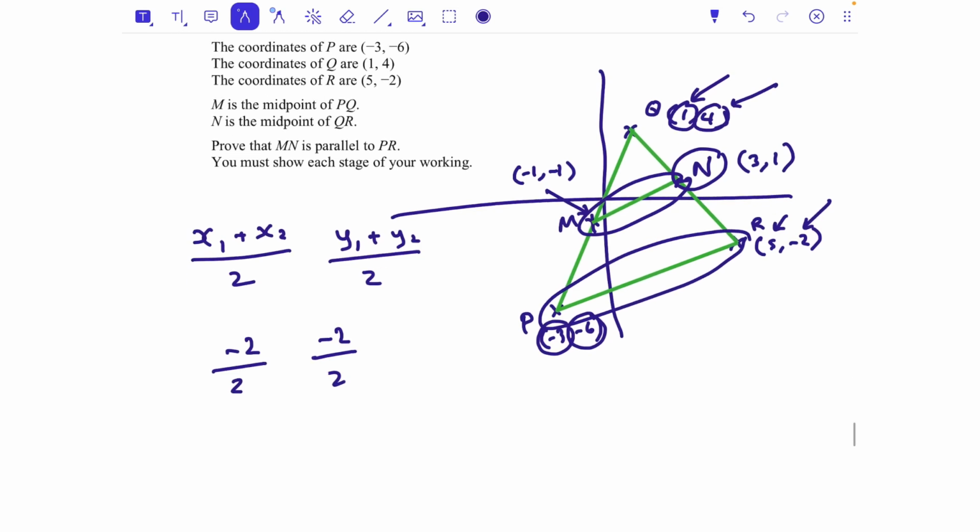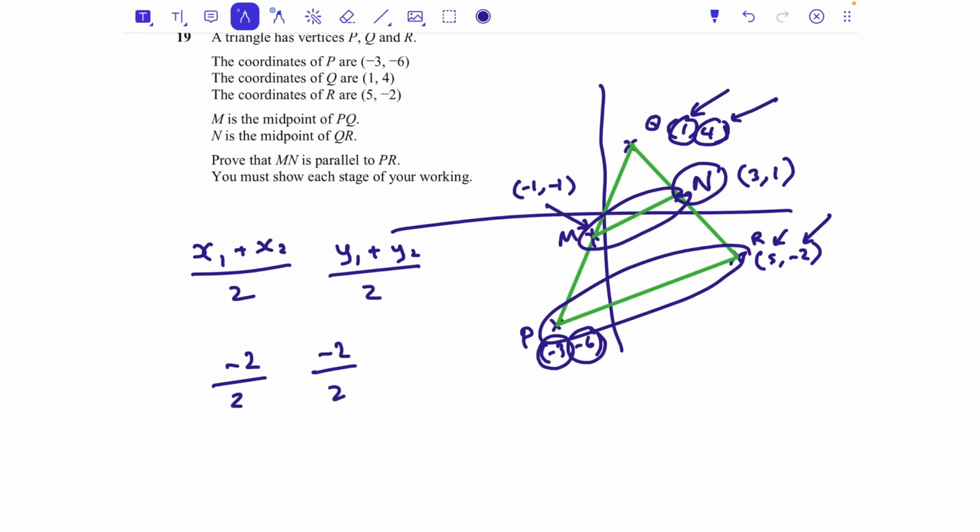And doing that is going to be rise divided by run. So what I need to do is work out how much we've gone across and how much we've gone up to get from M to N, and how much we've gone across and how much we've gone up to get from P to R. So for M to N, I've gone from minus 1 to 3. So I've gone across by 4, and I've gone from minus 1 to 1, so I've gone up by 2. So M to N, the gradient is rise over run, which is 2 divided by 4, which is a half.